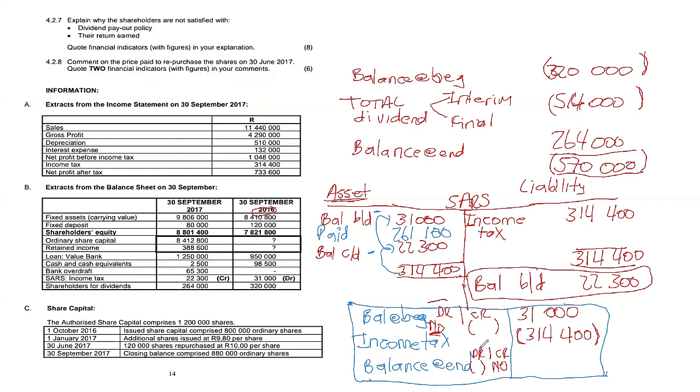So again, you check your rule. Remember, our CR, it's what? No bracket. So meaning our 22,300 will be positive. So it's going to be positive 22,300. So when you punch these figures into your calculator, you will take 31,000, you subtract 314,400. Thereafter, you add your 22,300.